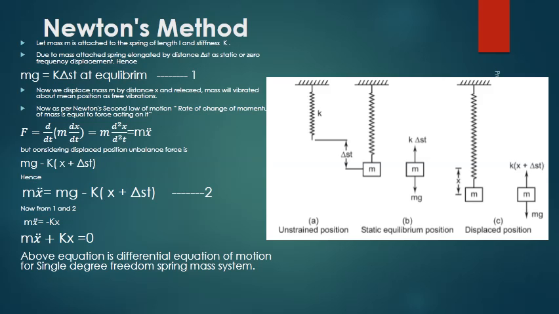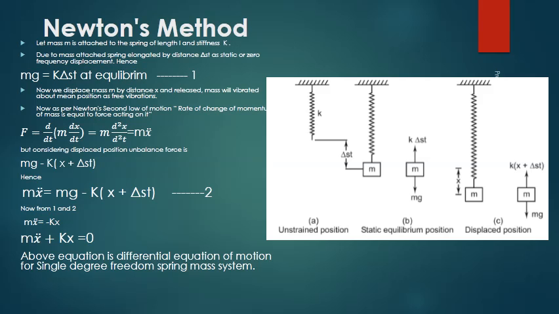But from the initial equilibrium position, mg is equal to K into delta static. So the final solution is m x double dot is equal to minus kx, and we can rearrange the terms as m x double dot plus kx is equal to 0. This is the generalized differential equation for a single degree freedom spring mass system.